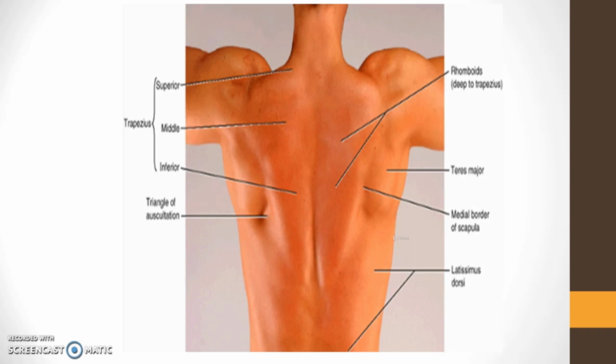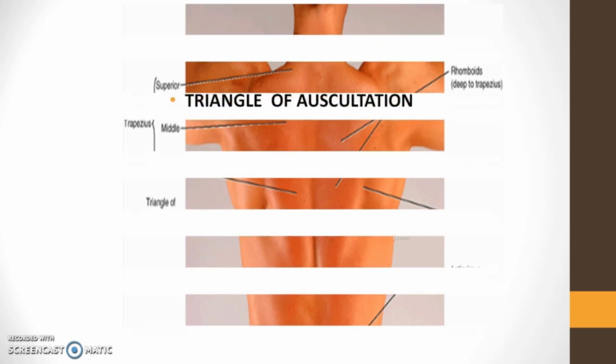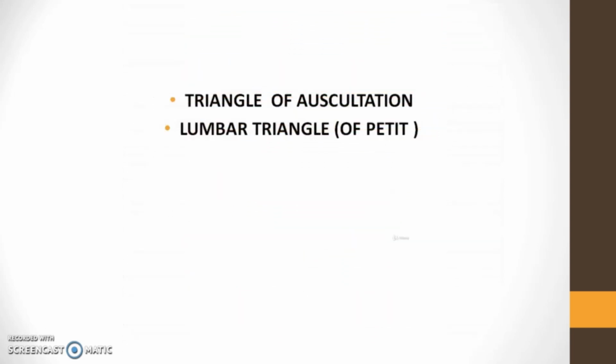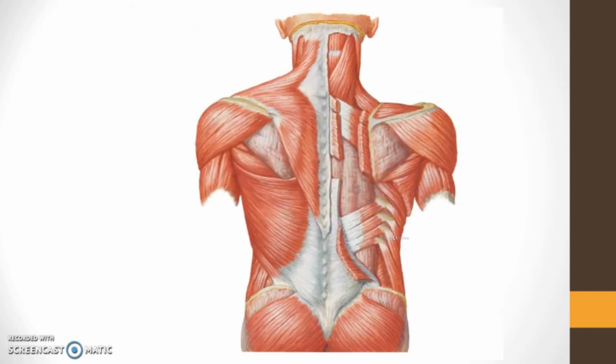You have to remember the boundaries, how it is formed because of the intercostal space between the 6th and 7th rib, and what its clinical importance is. Now we will move on to another important triangle, the lumbar triangle or triangle of Petit. This triangle is seen in the lower part, and it is situated above the iliac crest.